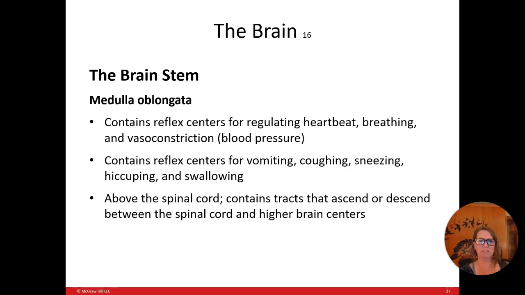All right, medulla. We talked about breathing. It's also regulating heartbeat and blood pressure. And there are some reflex centers: vomiting, coughing, sneezing, hiccuping, and swallowing. As we know, it's just above the spinal cord. While it's not that important to us now, in your future you might need to know that it contains tracts that ascend or descend between the spinal cord and the higher brain centers.